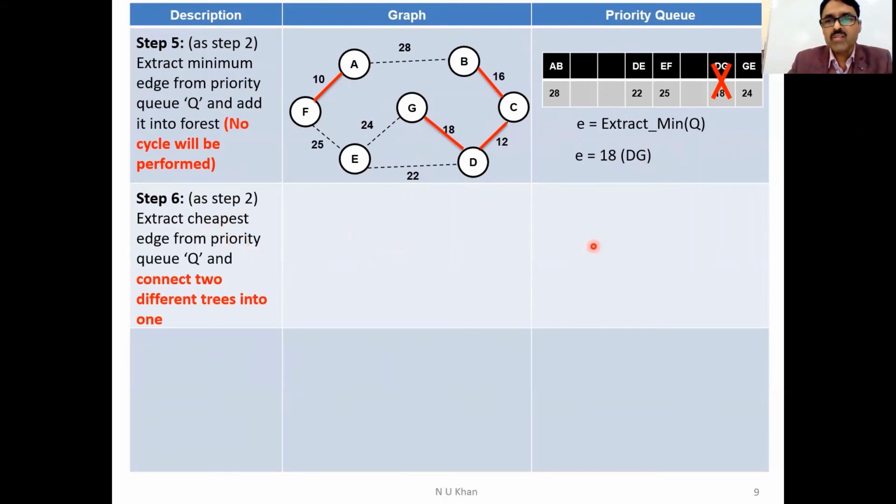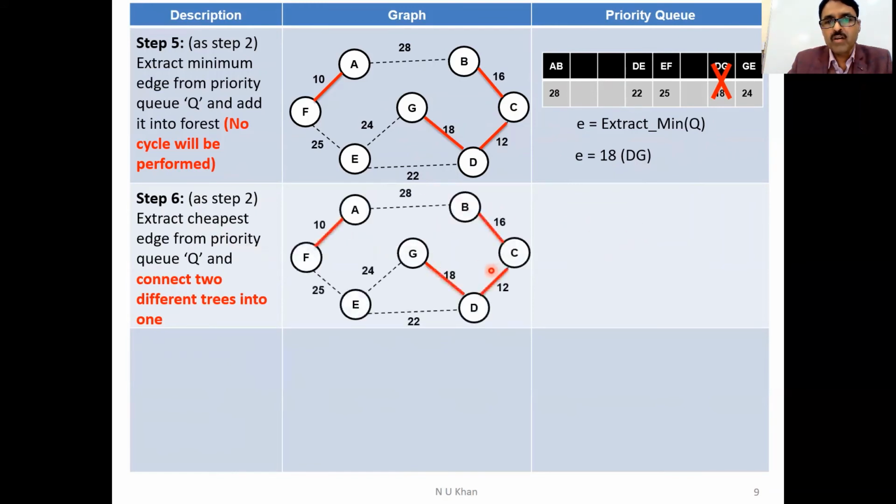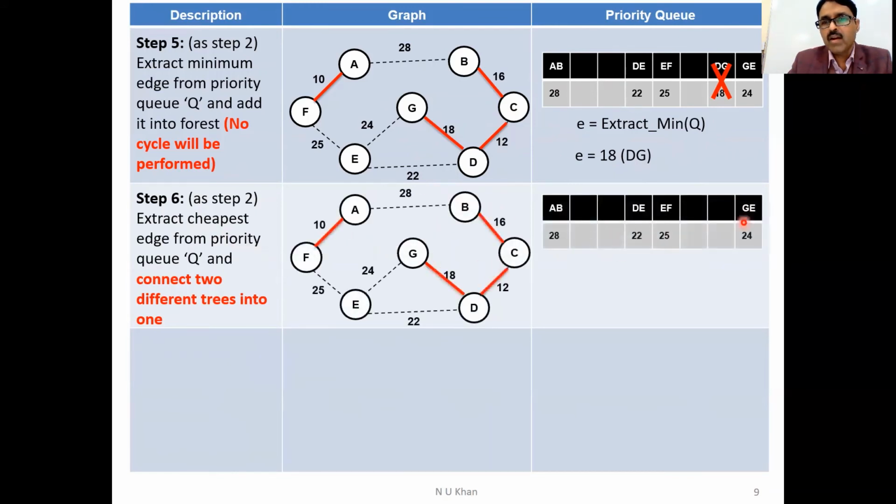Now once again extract the minimum value from a priority queue. This is your original graph and priority queue have only 4 elements. Extract minimum. So right now minimum is 22. So remove, connect 2 different trees, D and another is E. So one tree is this one, another tree is E. So we can connect easily because there is no cycle.